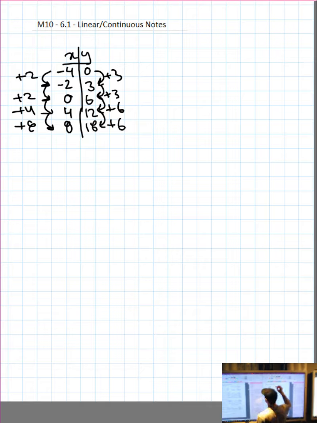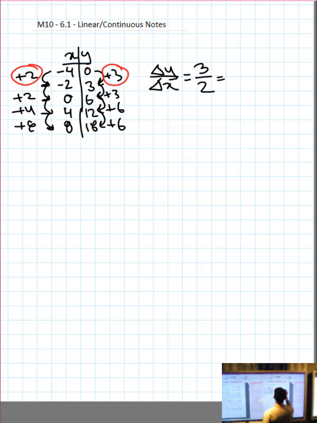Well, we know that the fraction of whatever the y changes by over whatever the x changes by, represented by triangle, change in, if those fractions are the same, then it's linear. So the y is going up by 3, circle it, when the x is going up by 2, then the y is going up by 6 when the x is going up by 4.